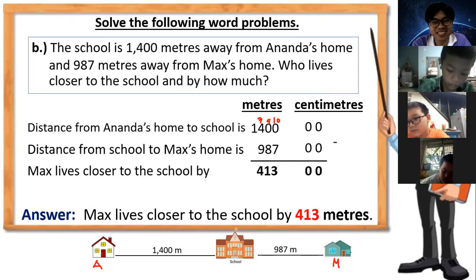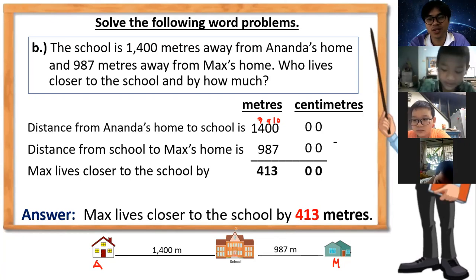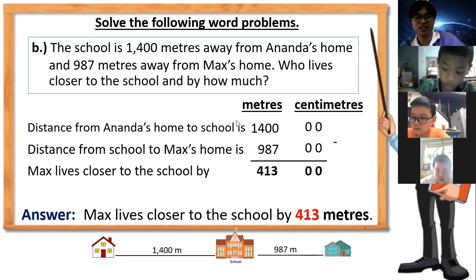Okay, like that. So you apply subtraction to get the difference, the distance compared to Ananda's distance from school. All right. So are you following? Let's go to letter C.